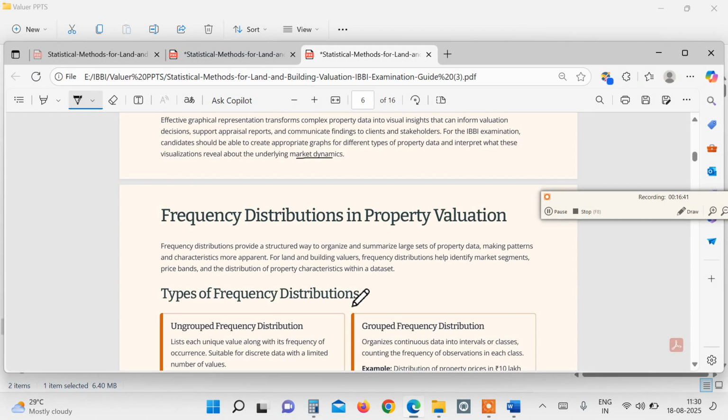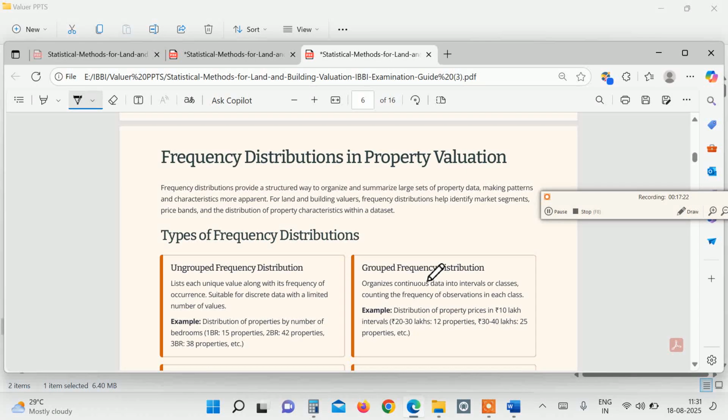Next topic is frequency distribution. So we will be using this frequency distribution in context with the property valuation. So basically what does frequency distribution do? Frequency distribution provides a structured way to organize and summarize large sets of property data, making patterns and characteristics more apparent for land and building valuers. Frequency distribution helps identify market segments, price bands, and distribution of property characteristics within a data set.